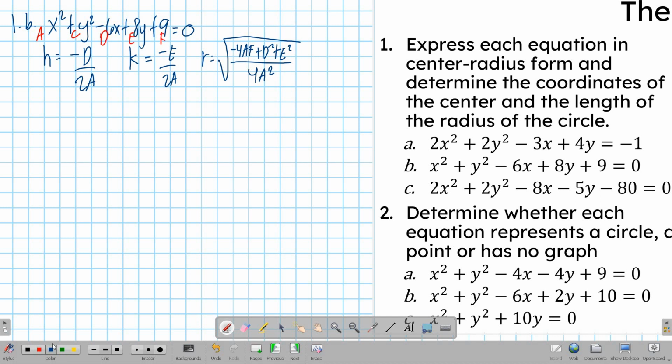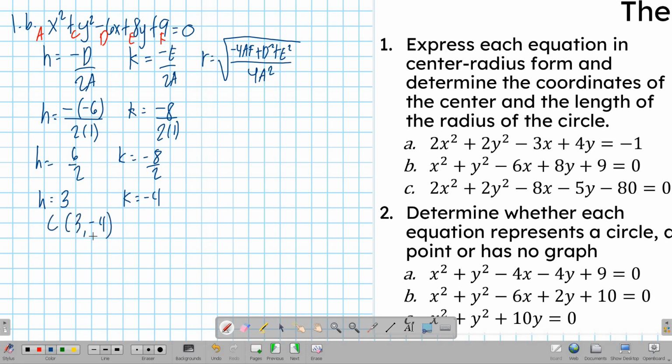So, to solve for the coordinates first, kunan natin yung coordinates at radius bago yung center radius form. So here, the abscissa of the center of this one would be negative d. So negative of d is negative 6, that's negative of negative 6 over 2 times 1. K would be equal to negative e, so that's negative 8 over 2 times 1. So therefore, h will then be equal to 6 over 2, while k would be equal to negative 8 over 2. H would be equal to 3, and k would be equal to negative 4. Therefore, the coordinates of the center is at 3, negative 4.